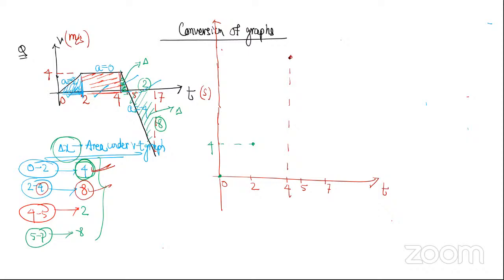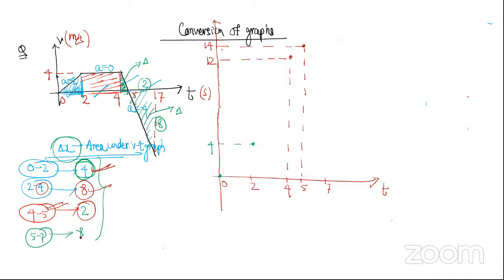12, this is like 12. Okay, then from 4 to 5, in that 1 second, how much does it travel? 2, isn't it? So it was at 12 and traveled 2, so where will it be? 14. So 14, somewhere here, 14.